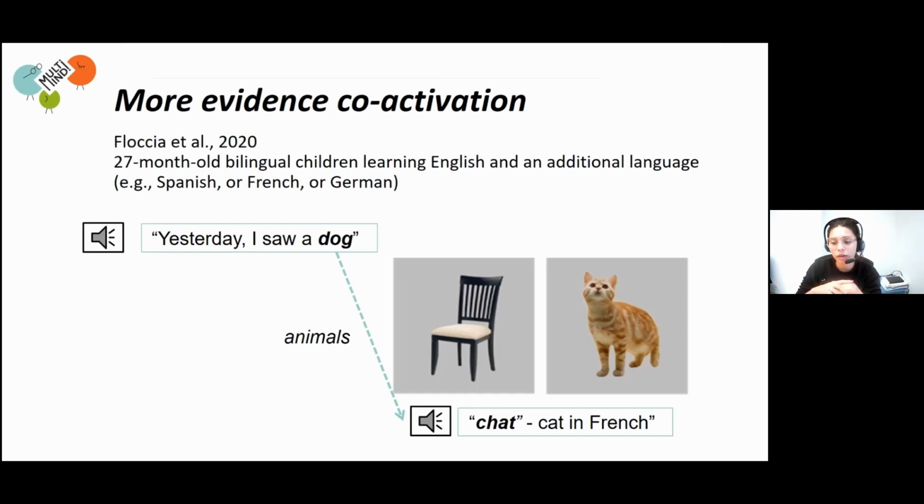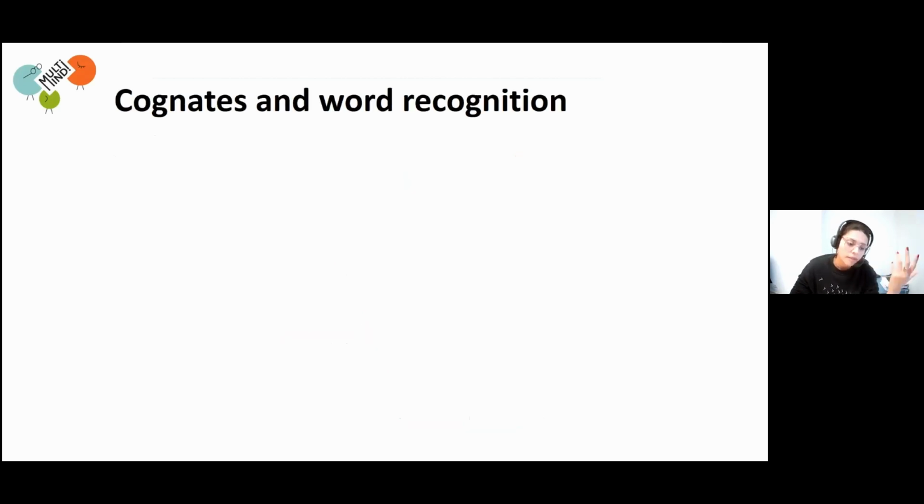Interestingly, here the authors found that this was the case. So actually, target recognition was better and more accurate when previously a semantically related prime word was presented in the other language. So altogether, this research shows that bilingual children activate words that share information across languages.